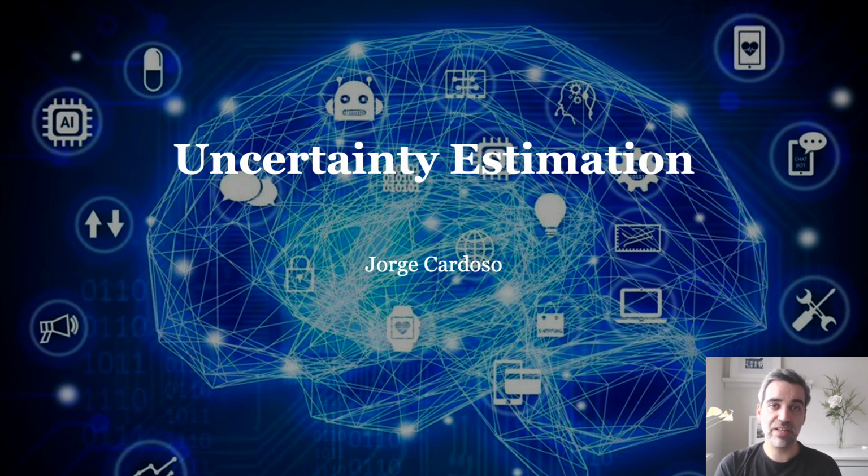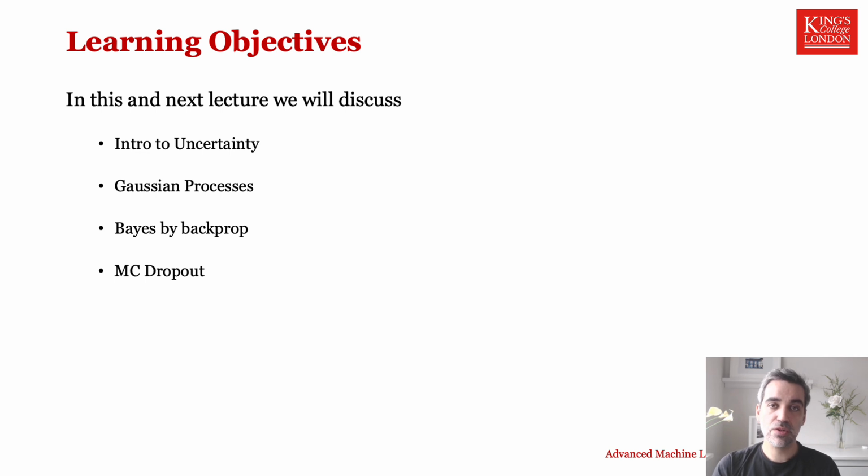The lack of existence of a truth, and the lack of a way to convey when a network doesn't know what it's supposed to do, currently does not exist in everything that we've seen so far. And this is what today's lecture is going to be about. So in this lecture, we're going to do an introduction to uncertainty. Why is it needed? We're going to be looking into Gaussian processes, Bayes backpropagation, and MC dropout as different ways to achieve some degree of uncertainty knowledge.